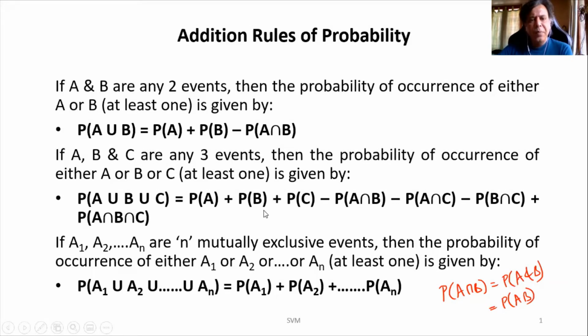So it is probability of A plus probability of B plus probability of C minus probability of A intersection B minus probability of A intersection C minus probability of B intersection C. And finally, we add probability of A intersection B intersection C. If all the n events of a sample space are mutually exclusive, then you won't have those intersections because everything is disjoint. When I say mutually exclusive events, the sets are disjoint. So it will become probability of A1 union A2 union and so on up to An is probability of A1 plus probability of A2 and so on up to probability of An.